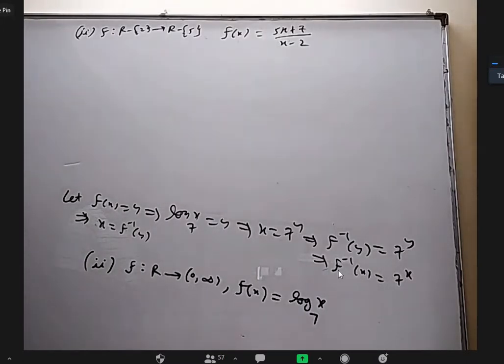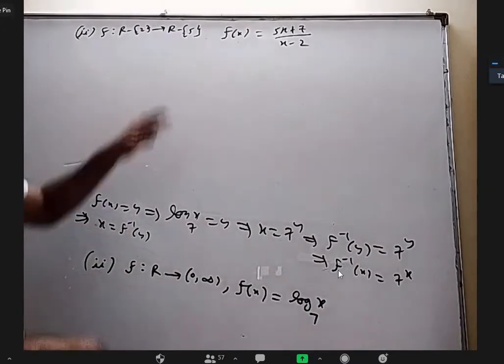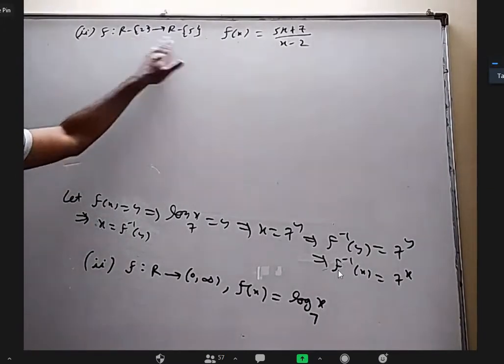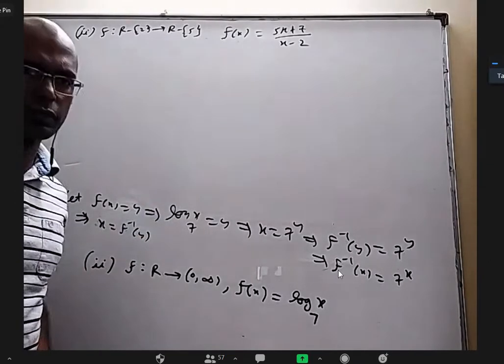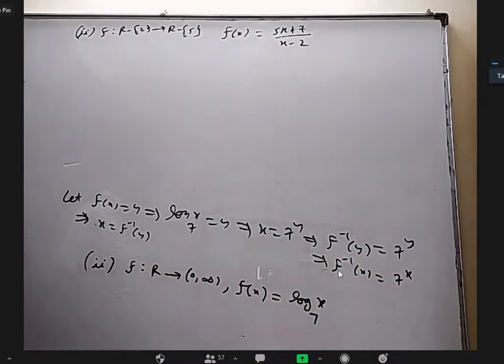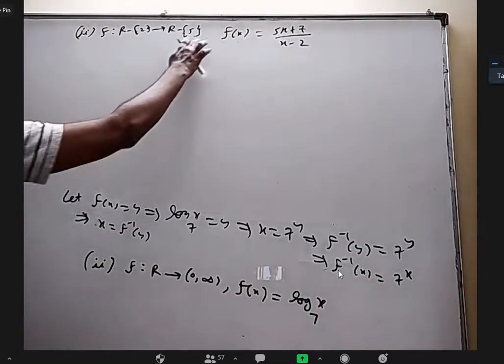Sir, in the third question, it is except 2 and 5. No, domain is all real numbers except 2. Codomain is all real numbers except 5 I gave. But while finding it is not so important for you. Sir, f inverse is 2x plus 7 by x minus 5. Yes, sir. 2x plus 7 by x minus 5.